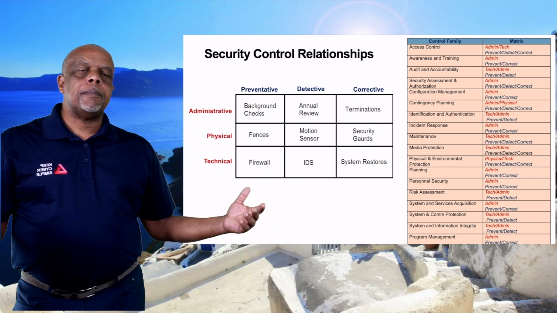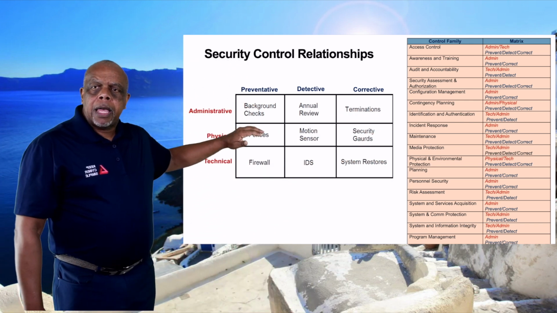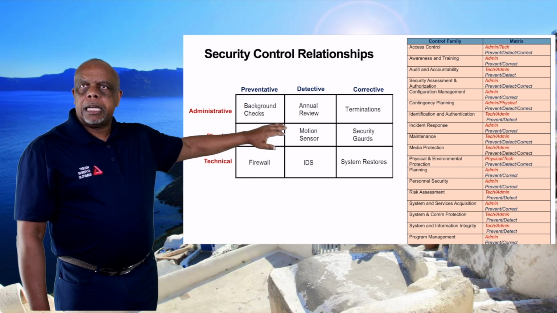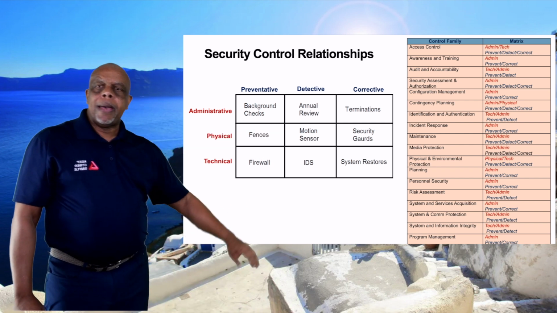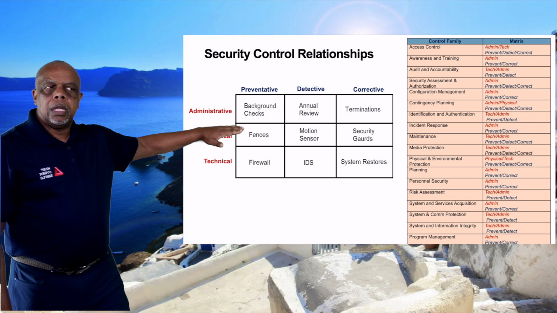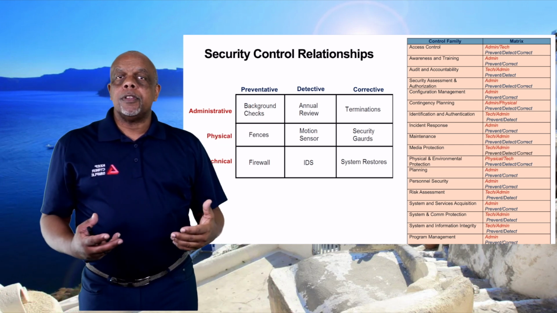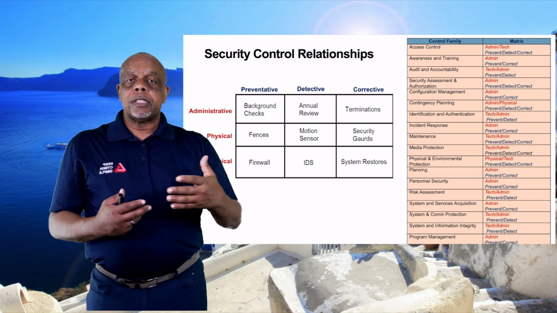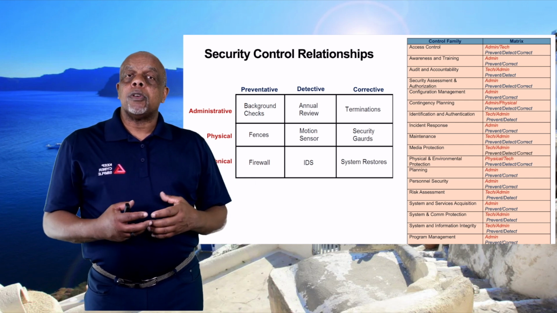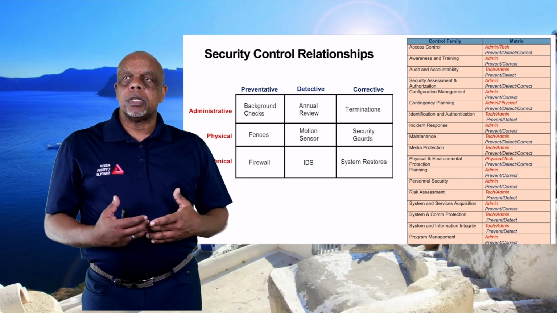So if you look at this kind of like a matrix, I can have, let's say, a background check. A background check is an administrative control that's preventative in nature, meaning that I'll do a background check on an individual before I hire them. Because if I see something that's nefarious, I want to prevent that from coming into our organization.